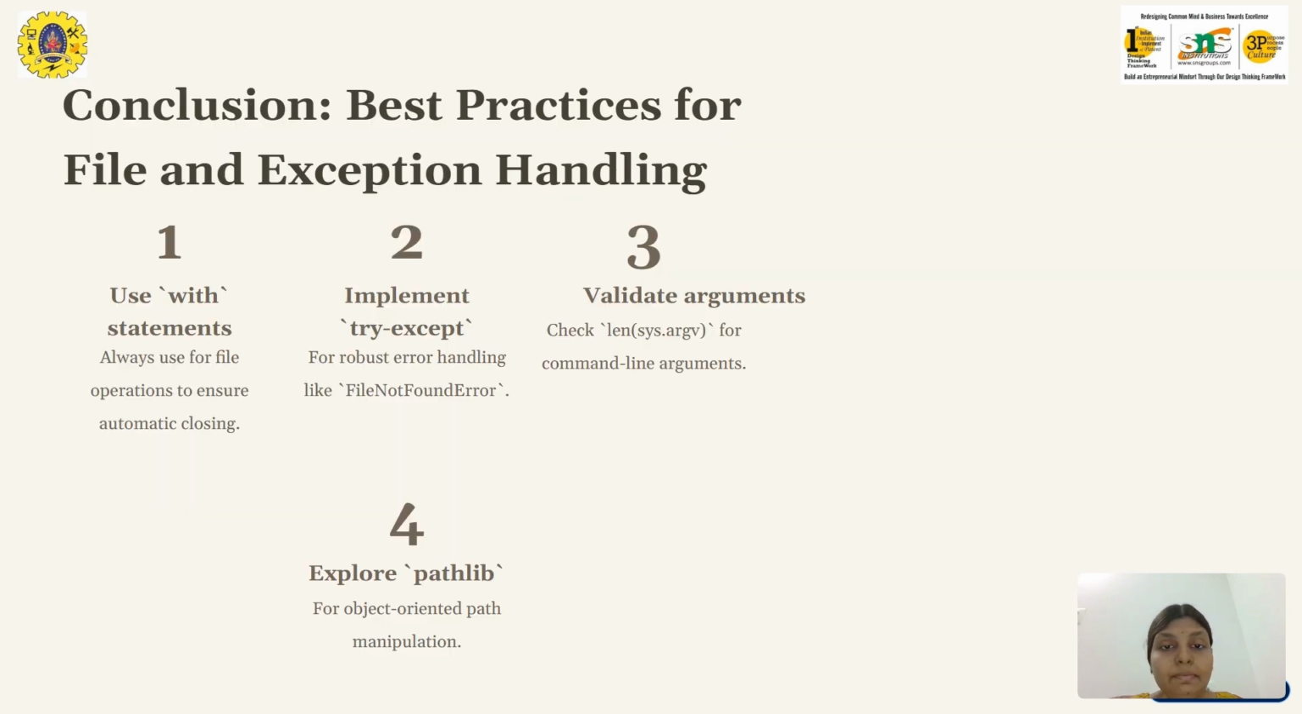Conclusion. Best practices for file and exception handling. Use with statements. Always use them for file operations to ensure automatic closing. Implement try except for robust error handling, like FileNotFoundError. Validate arguments. Check the length of the sys dot argv variable for command line arguments. Explore the pathlib library for object oriented path manipulation.